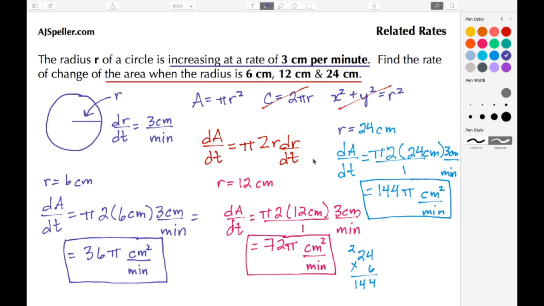Here we have the radius r of a circle is increasing at a rate of 3 centimeters per minute. We need to find the rate of change of the area when the radius is 6 centimeters, 12 centimeters, and 24 centimeters. Here you see all the work that we've already done analytically.